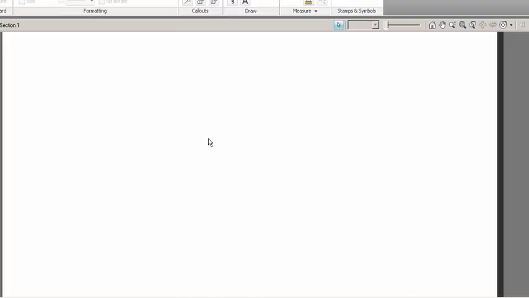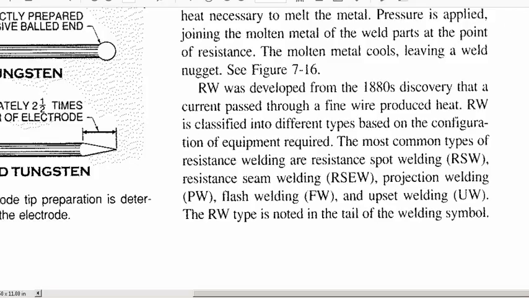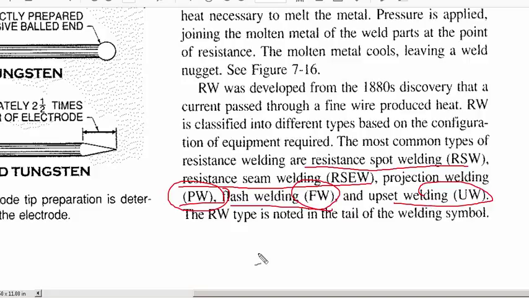Now let's talk about what types are used most commonly. For that I'll switch to this handy little paragraph here. First off, we've got resistance spot welding, resistance seam welding, and notice the acronyms, projection welding, flash welding, and upset welding. Each of these abbreviations is going to show up in the tail end of your welding symbol. So instead of necessarily being an RW, it could be a UW, or it could be a spot weld, which would be an RSW, or flash, and you get the idea.